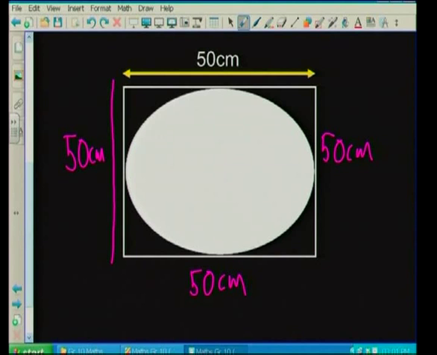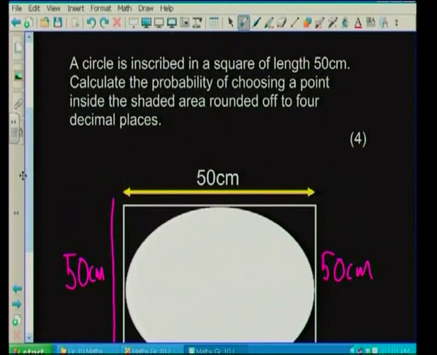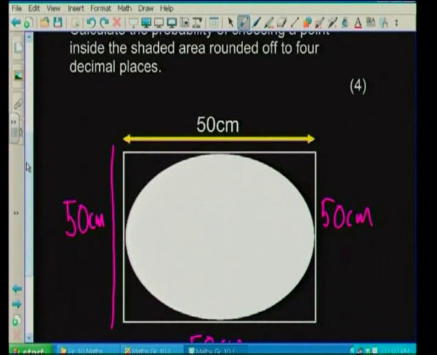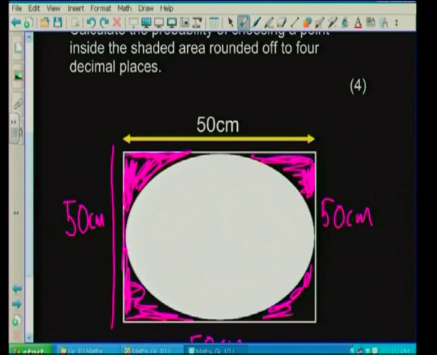So the question says a circle is inscribed in a square of length 50 centimeters. Calculate the probability of choosing a point inside the shaded area rounded off to 4 decimal places. Now guys, the shaded area I would imagine would be the black area over here. So what is the probability if I randomly put my pen down with my eyes completely closed of putting my pen down in that shaded area?